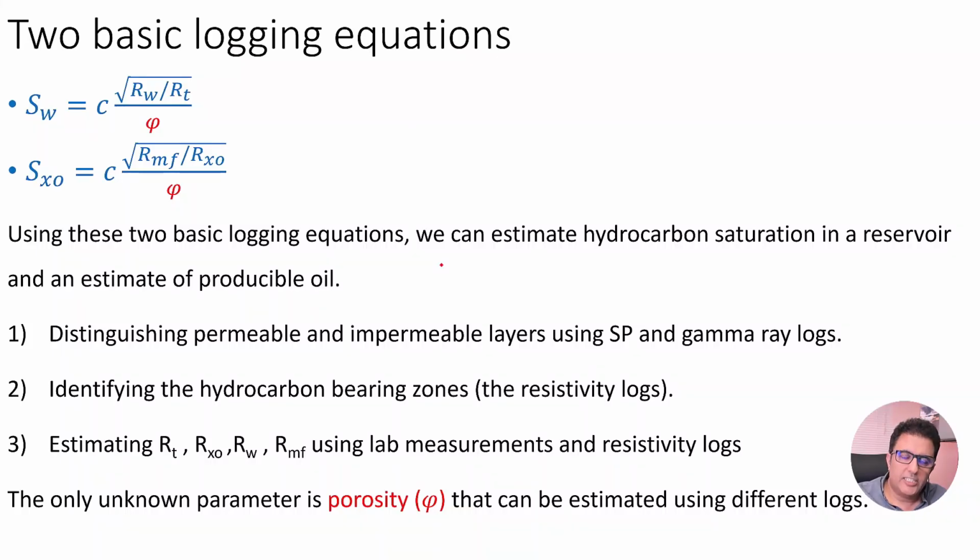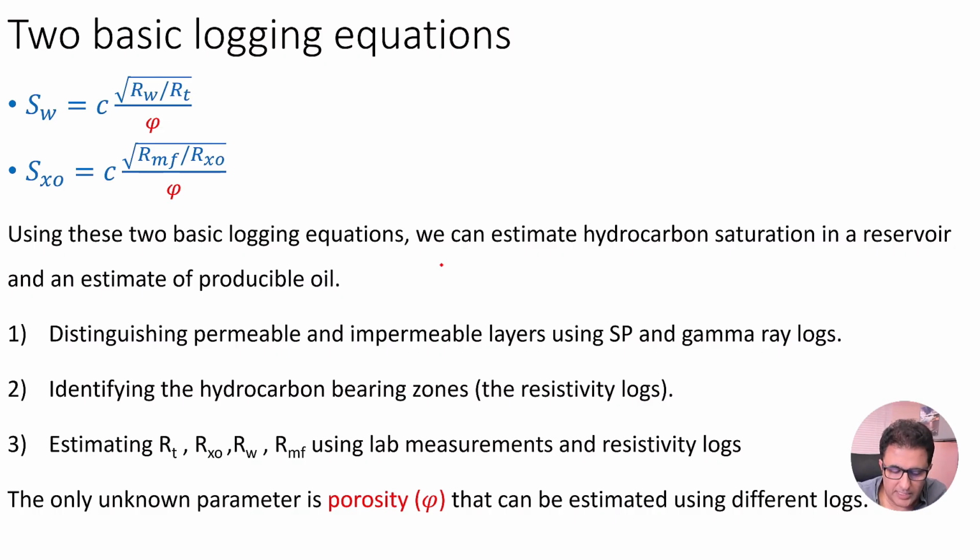I mentioned that in this course, there are two important equations that are termed Archie's equation, to estimate Sw and Sxo respectively. Sw is the water saturation in the virgin zone and Sxo is the water saturation in the flushed zone. And these are the two most important equations that we deal with in well logging. And here we use different log data in order to obtain the parameters that are needed for these two equations.